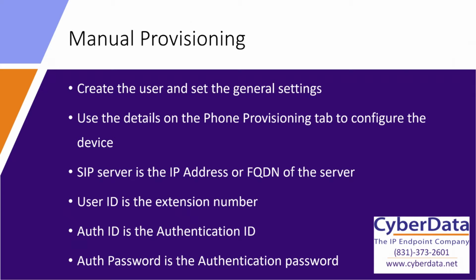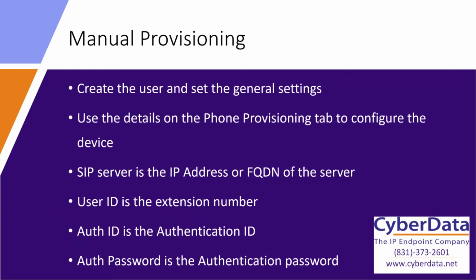The user ID is always just going to be the extension number of that user that you just created. For conversation's sake, we'll say it's extension 123. The auth ID in newer versions of 3CX is actually a randomly generated string of characters, and you'll want to copy and paste that into the authentication ID of the CyberData device, as goes for the auth password that's provided on 3CX, which goes in the authentication password of the CyberData device.